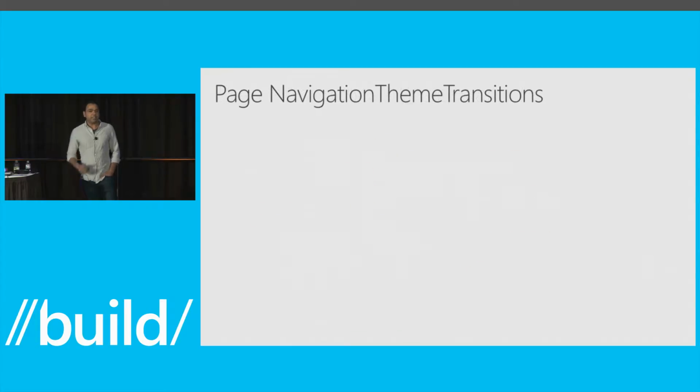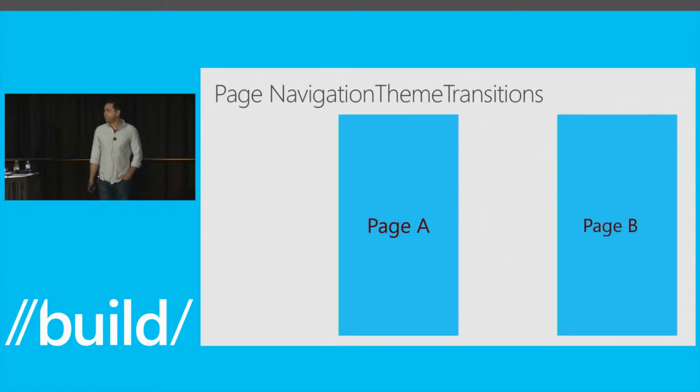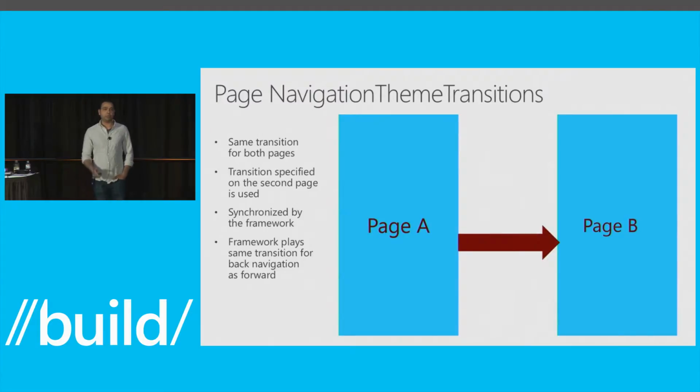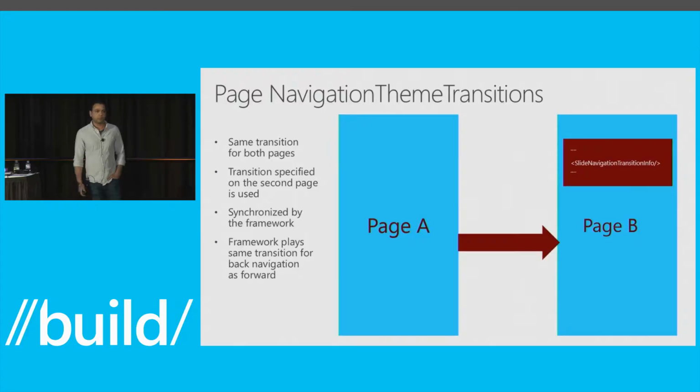Now let's start looking at the actual animation APIs that we are making available to you. We'll start off with the page navigation theme transitions. If you have been using Windows Phone, you must have seen there are different types of animations that play when you navigate from one page to another. So let's assume you have two pages, page A and page B, and you want to navigate forward from page A to page B. And let's say you wanted to do a slide animation. We'll show you code examples and demo videos of how this looks.